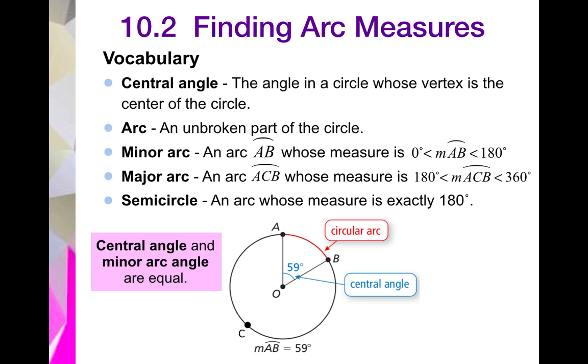The central angle and the minor arc angle are always equal. So if I want to talk about the arc angle, I am talking about 59 degrees because it's equal to the central angle.